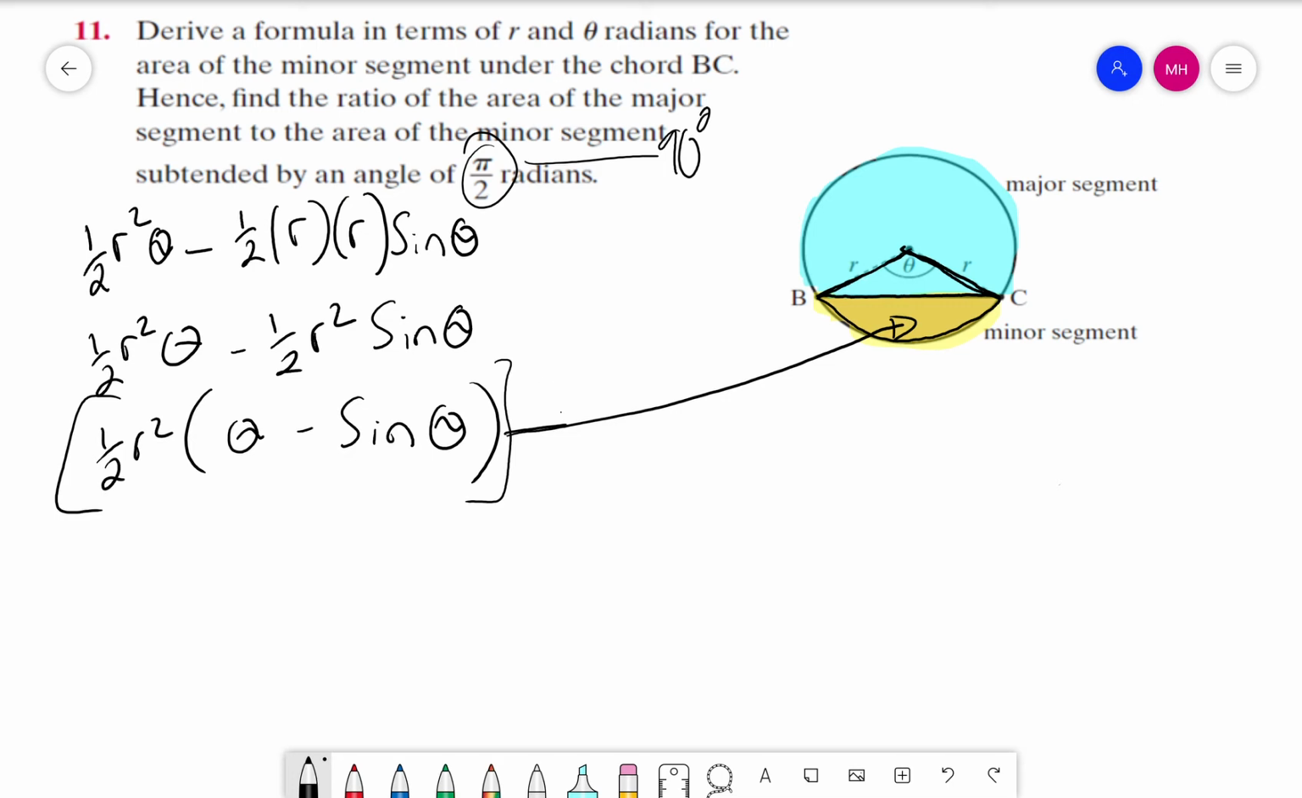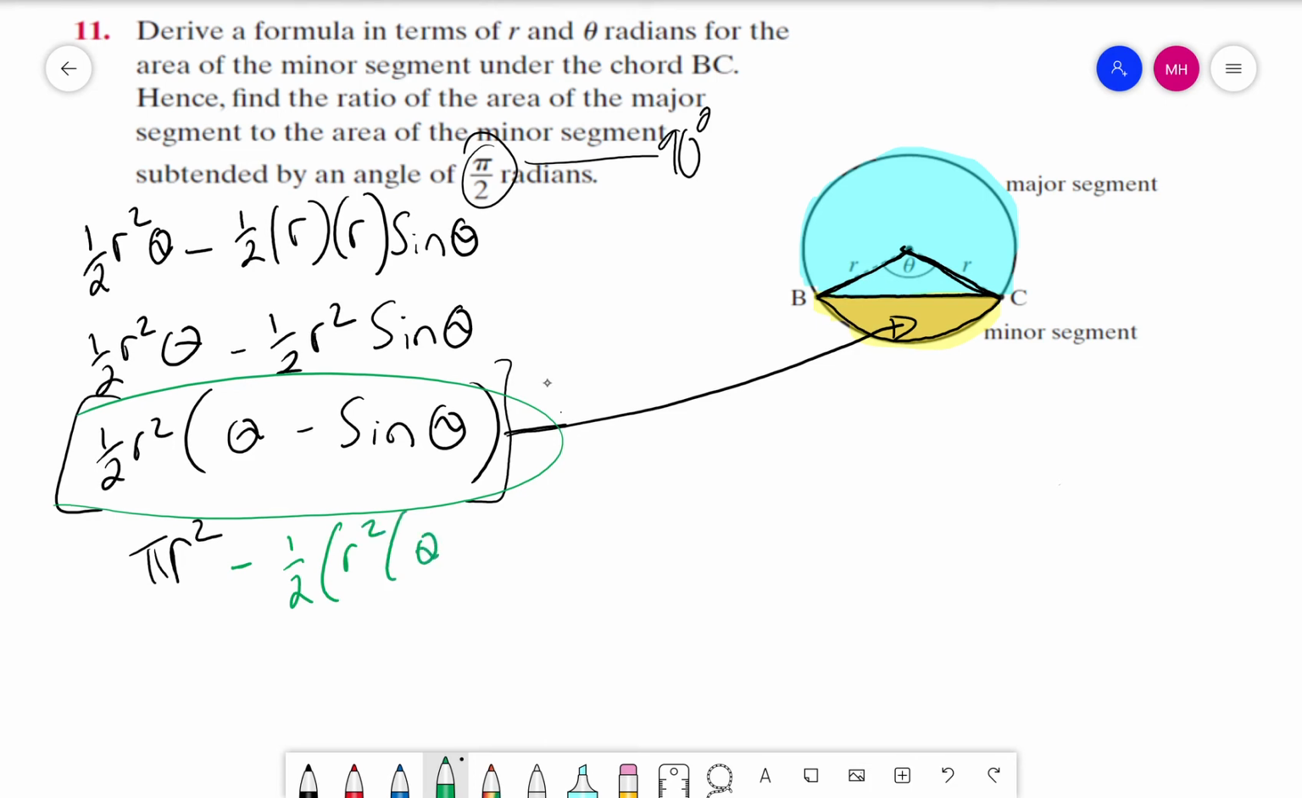Okay, so what is the area of the major segment? Well, the area of the major segment is, it's the area of a circle, so pi r squared minus the minor segment, which of course is minus all of this here, minus a half r squared theta minus sine theta.